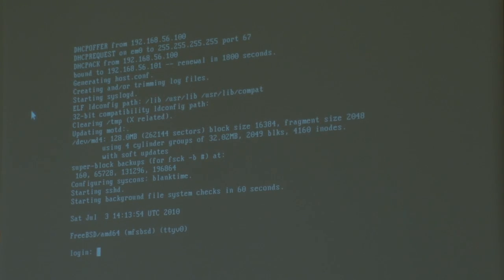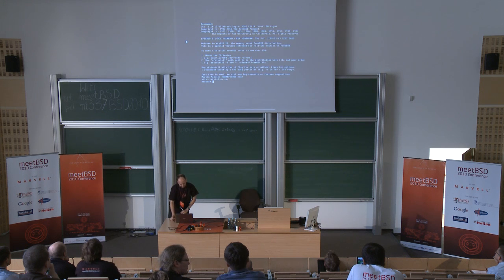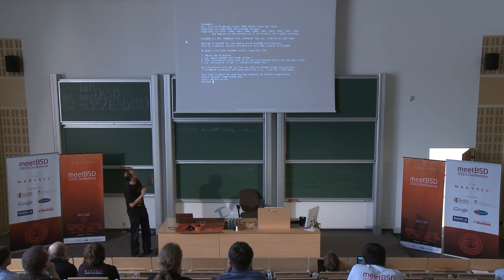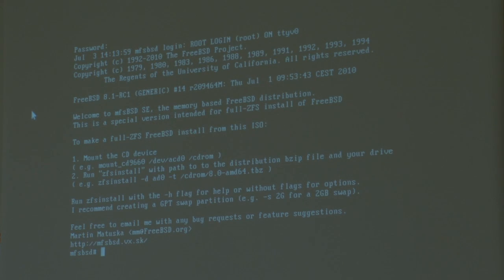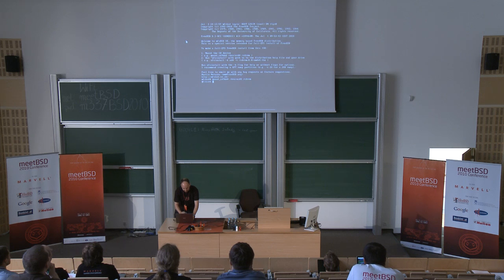Okay, so now we have a login prompt. And now we are in. As you see, there is a welcome message that shows some instructions on what can be done to make this work, or to install FreeBSD. So what we actually have to do is mount the CD device, exactly as in the instructions.